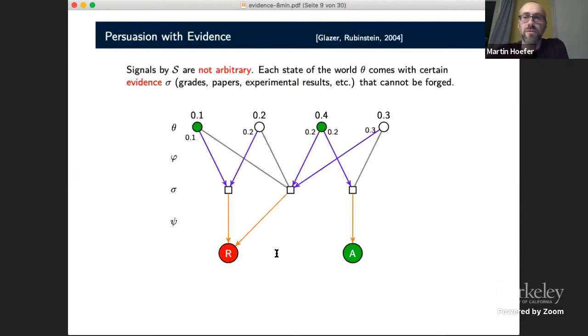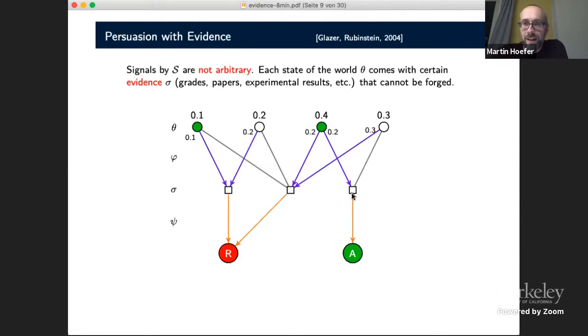Okay, good. Now seeing this, of course, the sender says, well, I want to maximize the probability that the accept action is played. So I want to route as much probability as possible to this accept signal. I want to send this as often as possible. So, for instance, in this case, the sender would actually change to that.